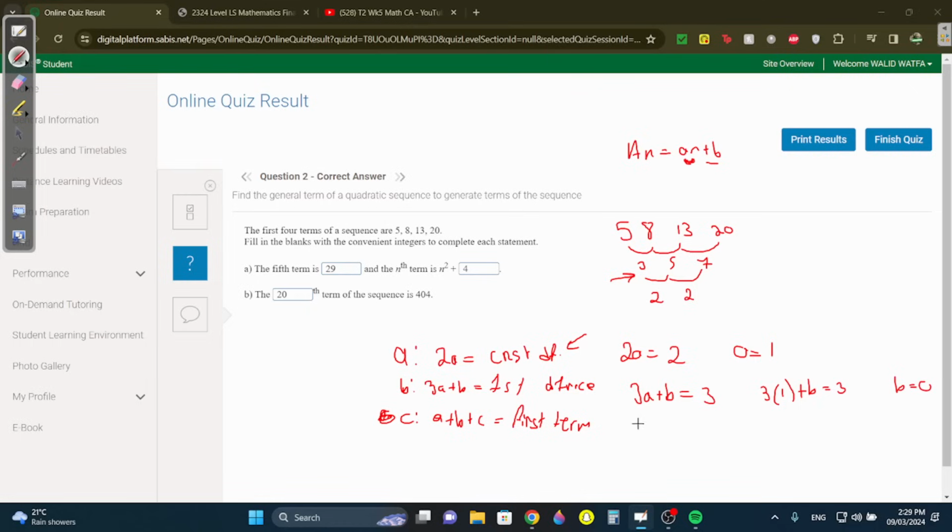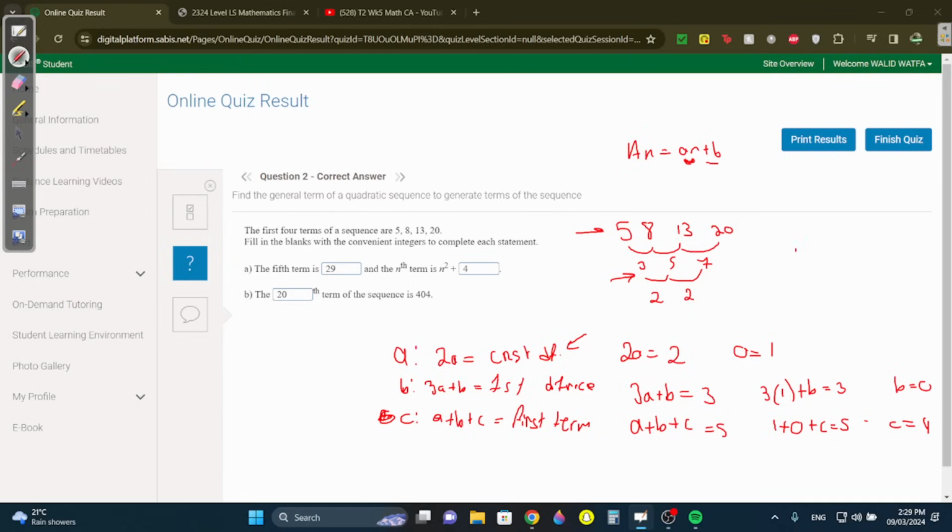And then for C, it's A plus B plus C equals the first term, which is 5. A we know is 1, B we know is 0, and C we don't know, and it equals 5. 1 plus C equals 5, you get C equals 4. And this is baby math, it's grade 7 to grade 6 math. C equals 4. So now we get our equation.